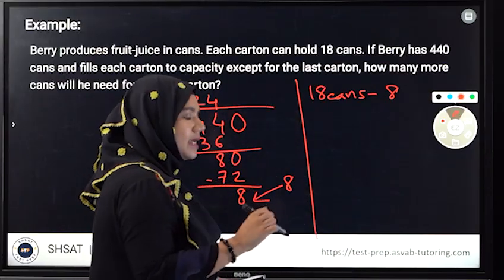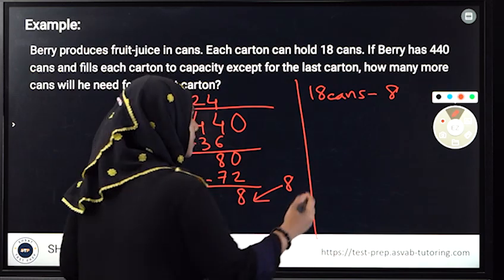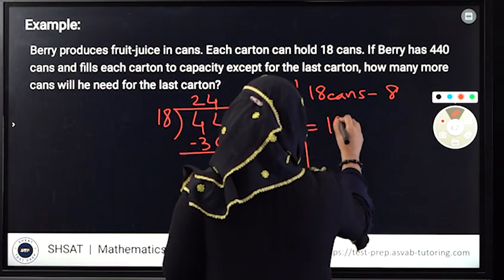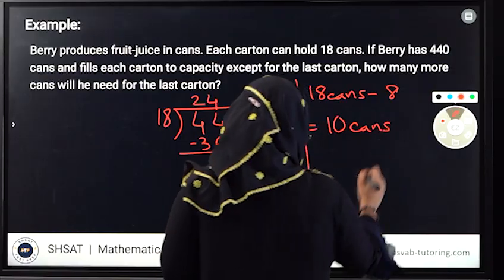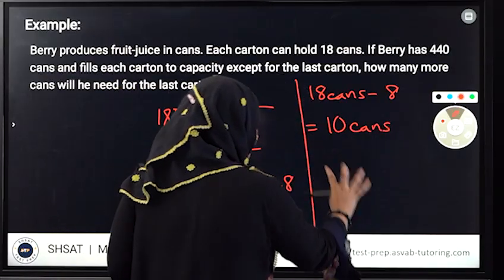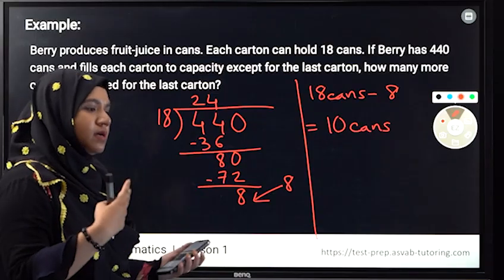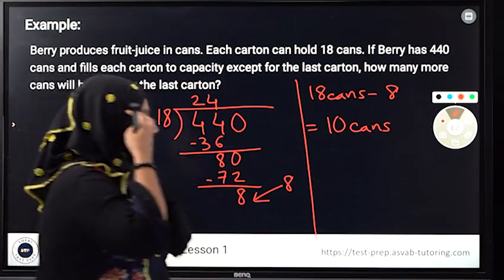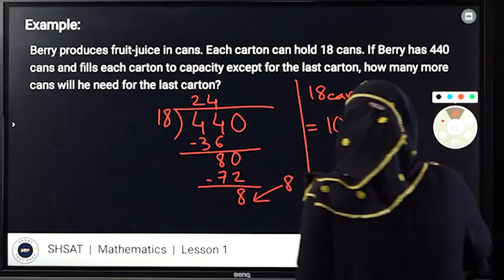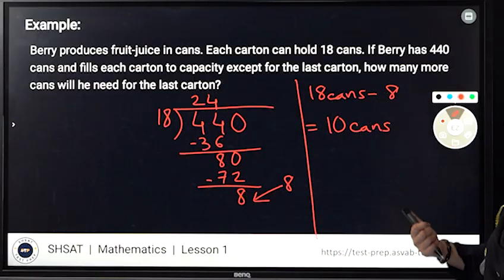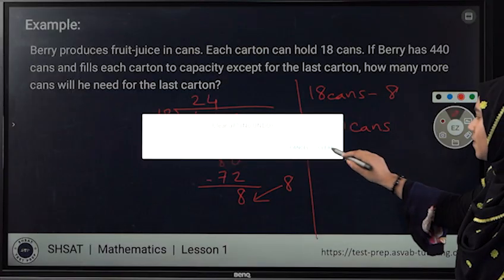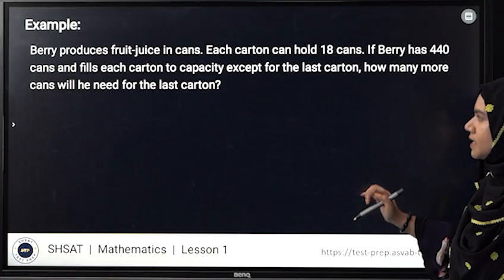So how many cans can the last carton hold? The last carton is holding 10 cans, okay? So it's 10 cans that the last carton is holding. It's not at its full capacity, but still we do need an entire carton to hold the 10 cans, right? We cannot break the carton up. Did we understand? Okay, so if we did, let's move on to the next question.